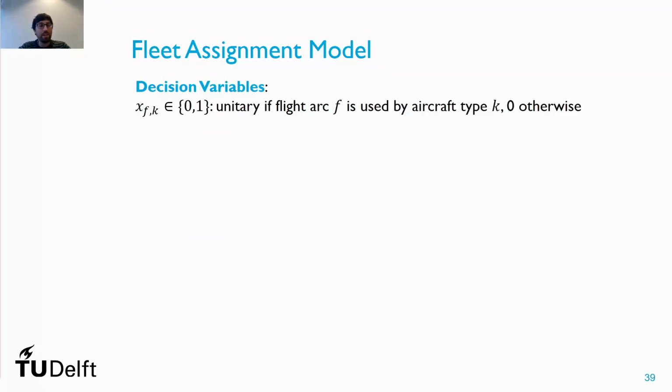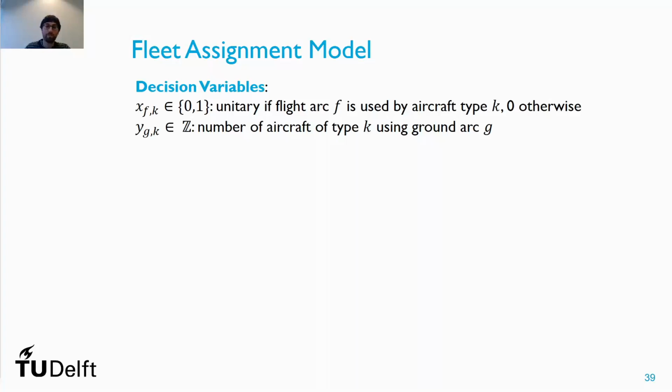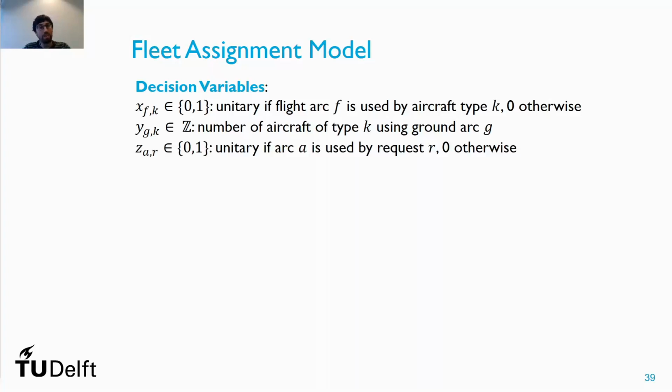All right, let's carry on with decision variables. The first one is xfk, which is a binary, and it is unitary if flight arc f is used by aircraft type k and 0 otherwise. Then we have ygk, which is an integer. That's the number of aircraft of type k using ground arc g. And finally, we have a second binary decision variable, zar, which is unitary if arc a is used by request r and 0 otherwise.